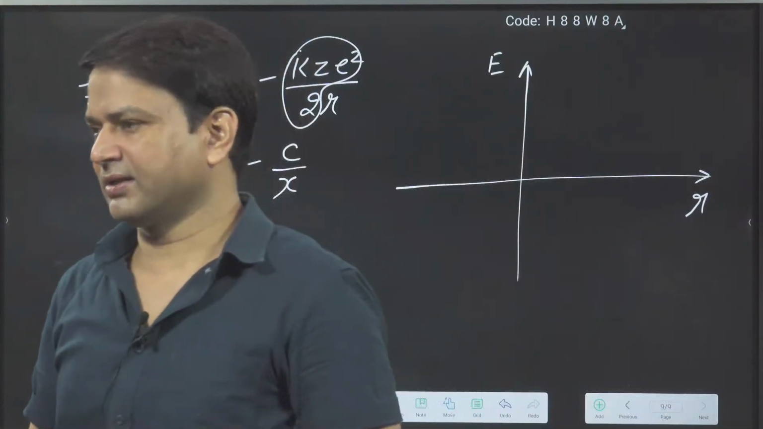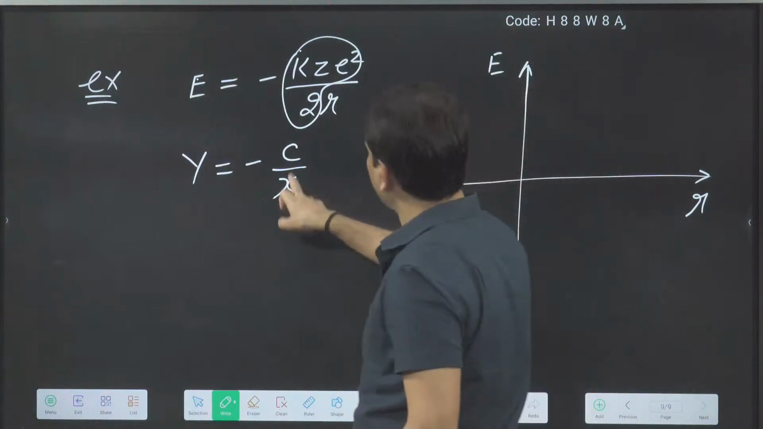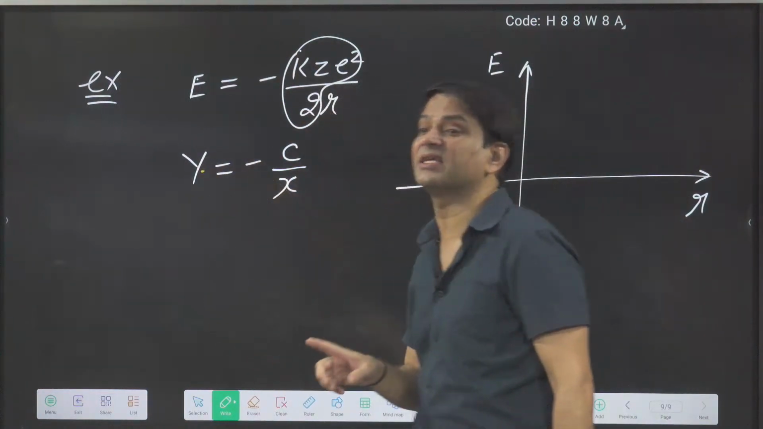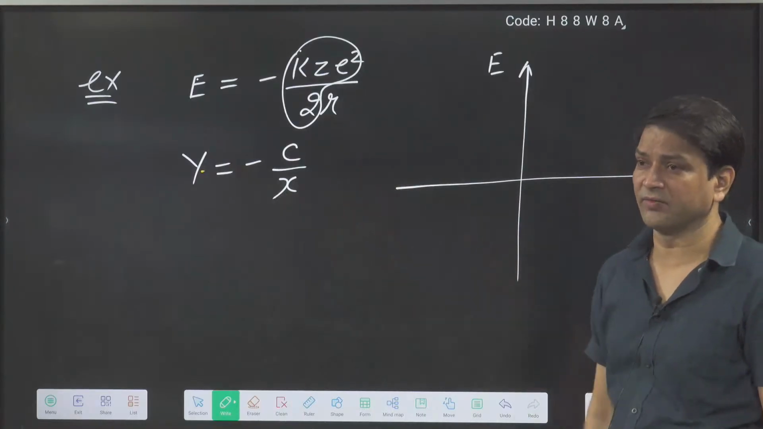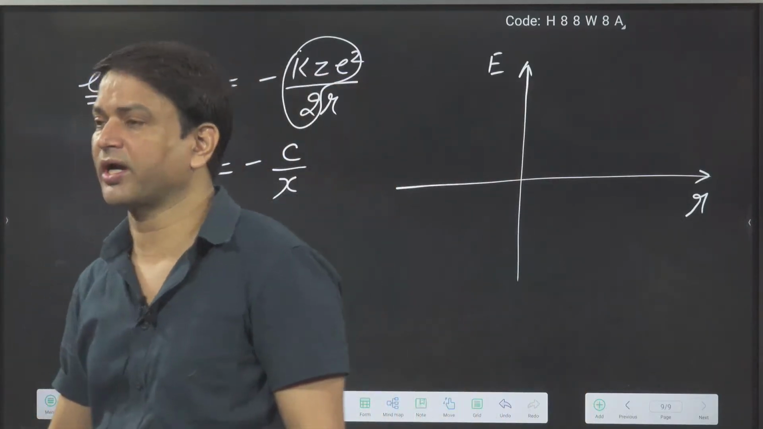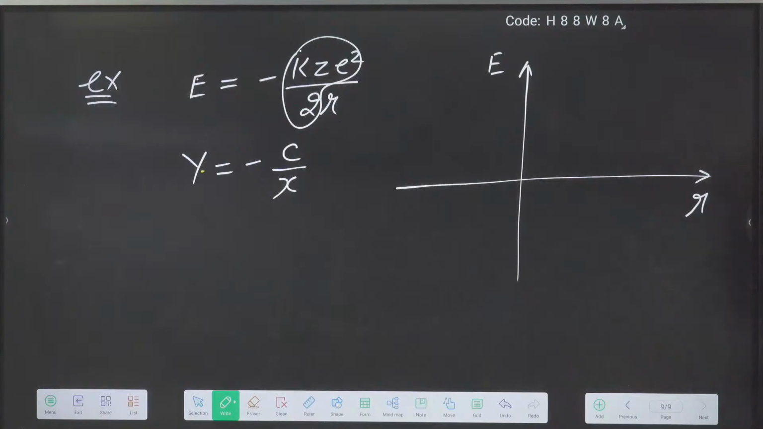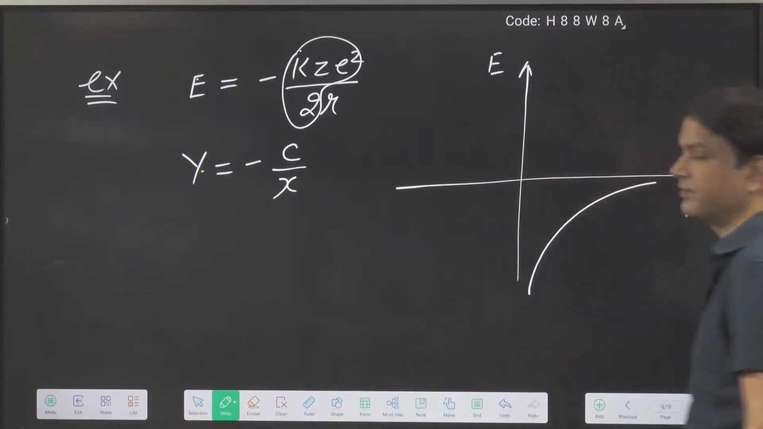The orbit radius is positive, so x will be positive, and this constant is positive. Then it means y is negative. So here x is positive and y is negative. X positive, y negative, which quadrant? Fourth quadrant. Then we will make the hyperbola in the fourth quadrant. So like this we will make the graph.